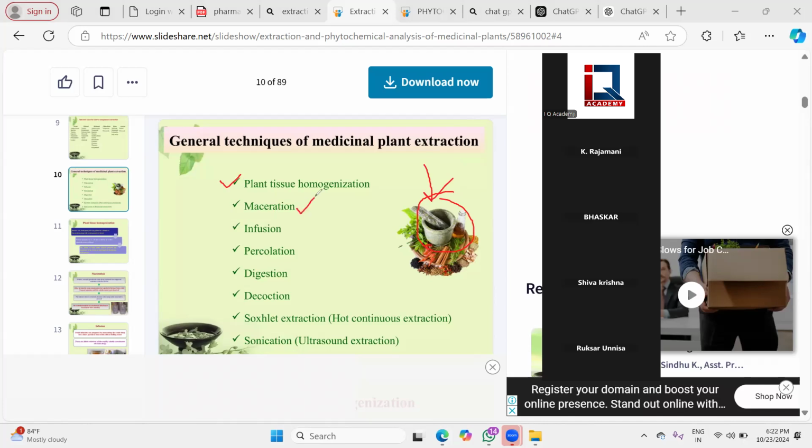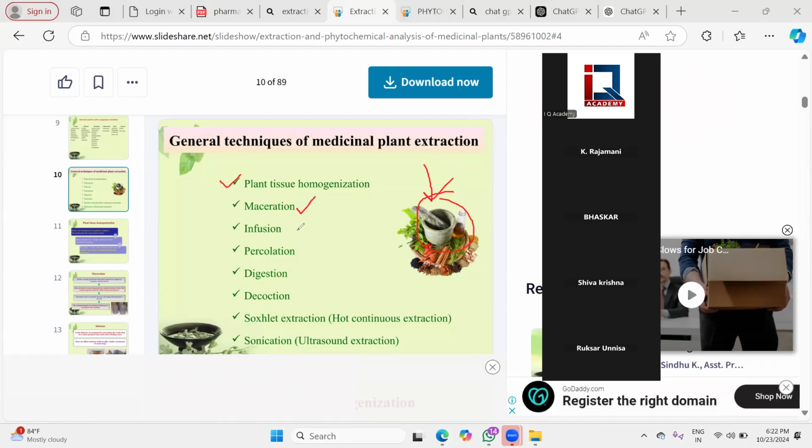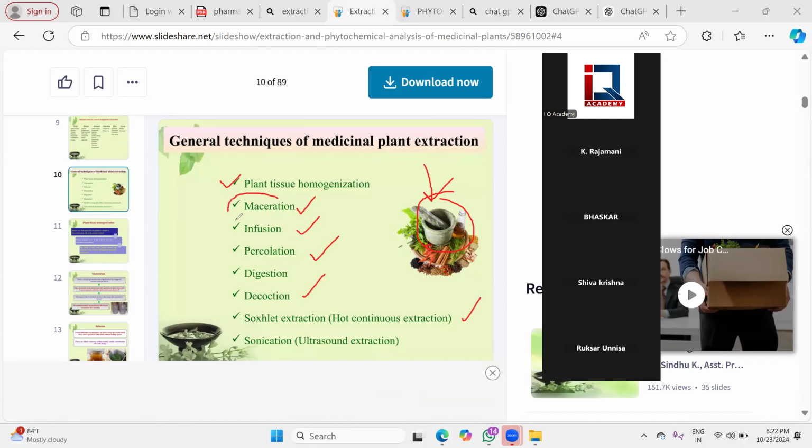Then we use maceration, very important. Then we use infusion. Then we use percolation. Then we use decoction and soxhlation. These are the 5 important types of drug extractions which we are going to use: maceration, infusion, percolation, decoction, and soxhlation. Please note them down. So we'll start with the simple one: infusion.